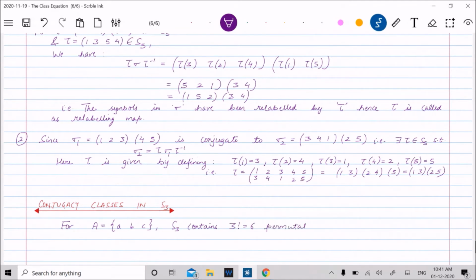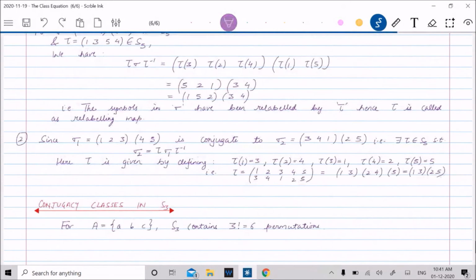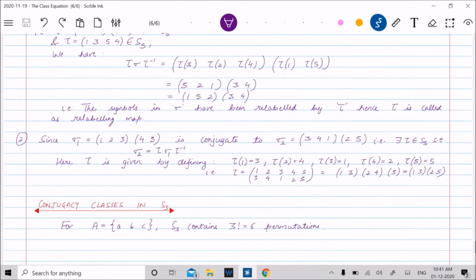Now what we want to do is classify this S3, which has a total of 6 elements, into small subsets, and those subsets will be due to the conjugacy classes of different elements inside S3. And since you know that different cycle structures in S3 will produce different conjugacy classes, if you want to know about the conjugacy classes in S3, you should focus on finding the different cycle structures inside S3, right? So let me write that point.